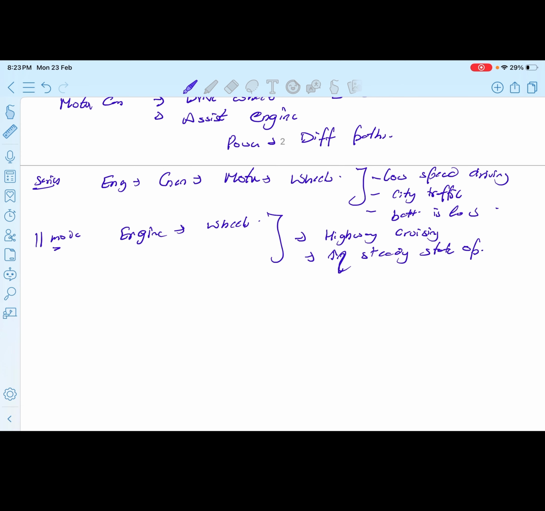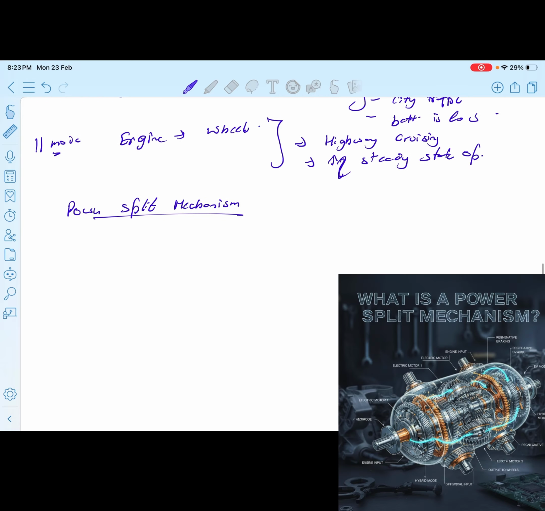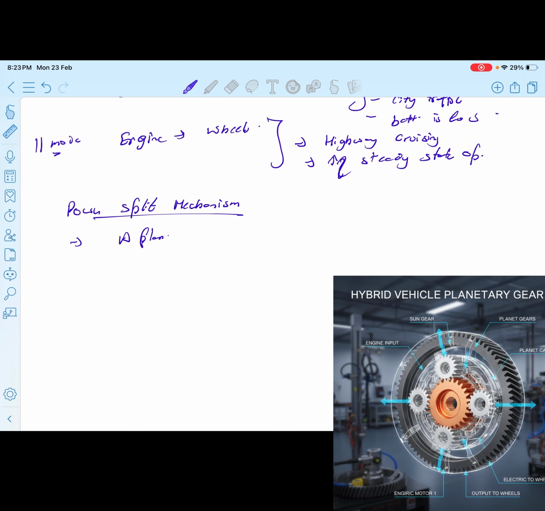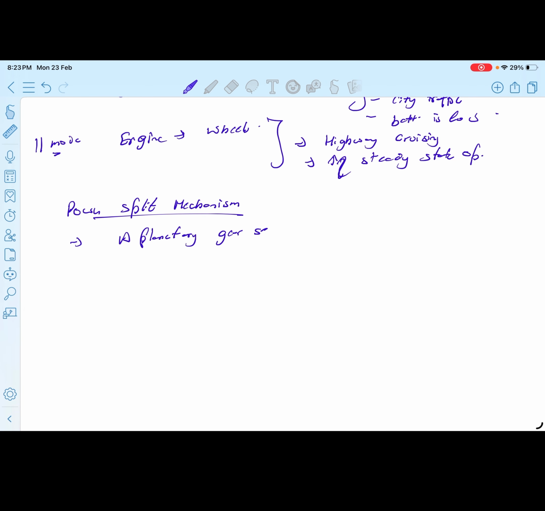Another thing here that we have is a power split mechanism. That was a term that we also discussed in the first video. Now what is this power split mechanism? This is a very vast concept. I will explain it in detail in a different video, but it makes use of a planetary gear set. So it's not your usual or conventional gear set. It's a planetary gear set with the sun gear and the ring gear.